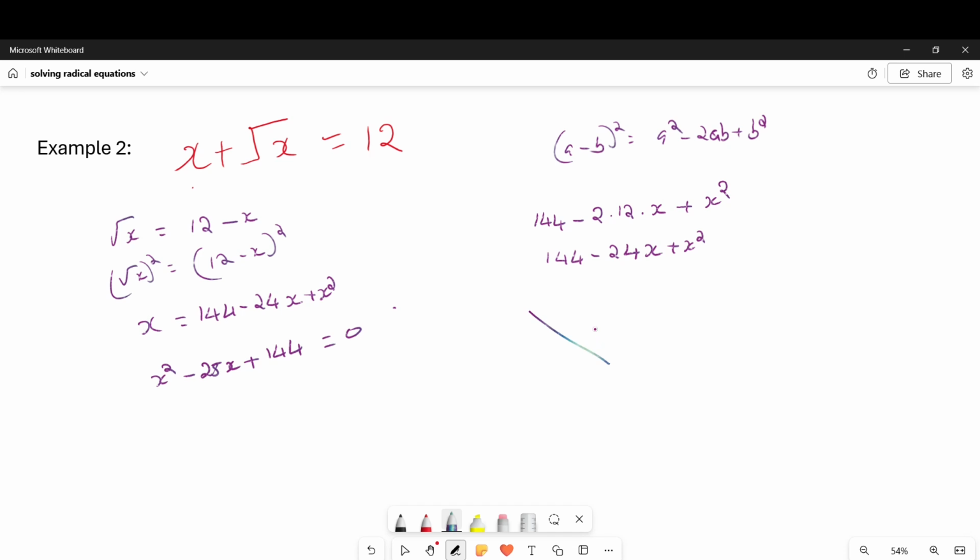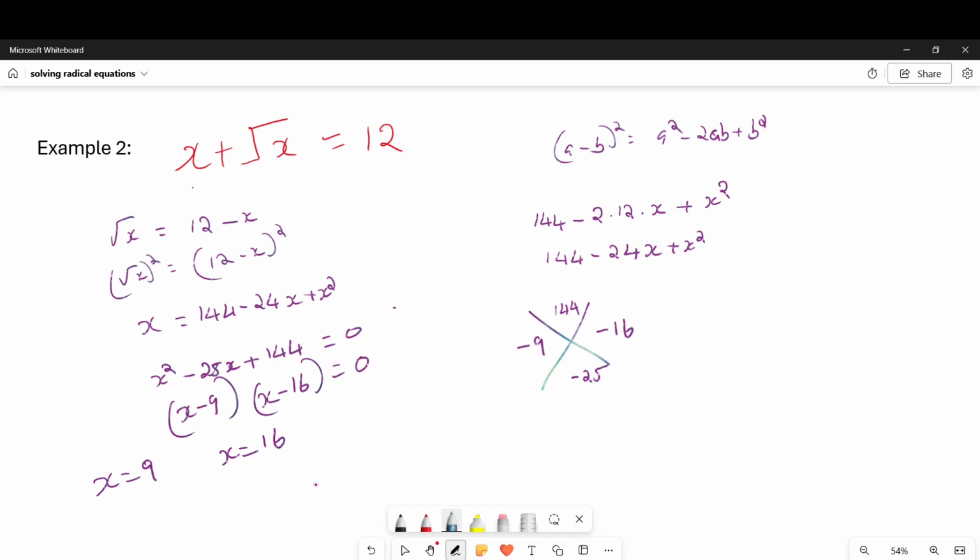So what will be the numbers? When we multiply, we need 144. When we add, minus 25. What will be the two numbers? Yes, it's minus 9 and minus 16. Minus 9 into minus 16 is 144, and minus 9 plus minus 16 is equal to minus 25. Okay, so the factors will be, taking the values, x is equal to 9, then x is equal to 16. These are the values of x.